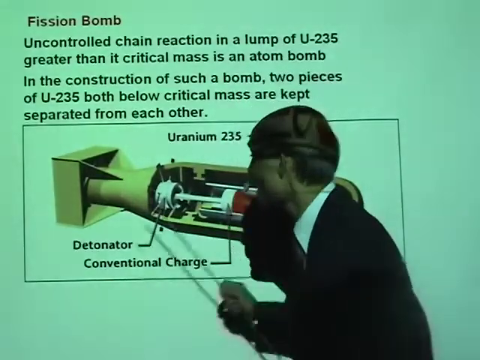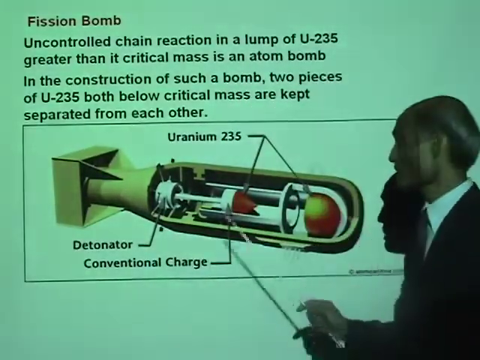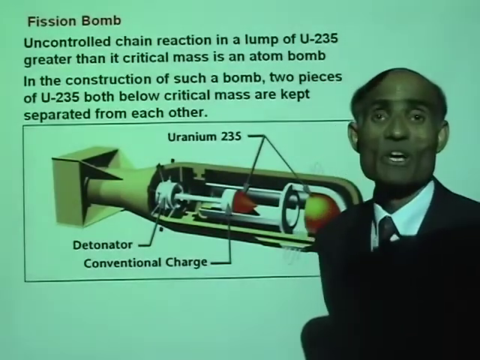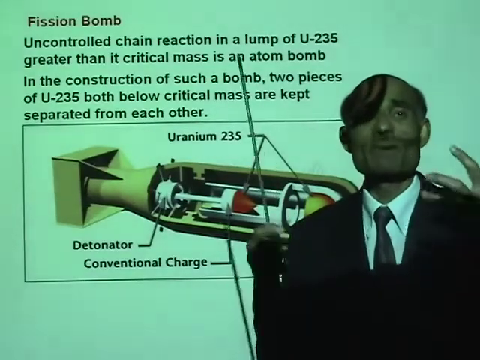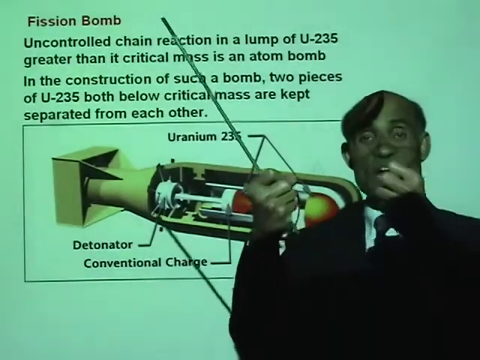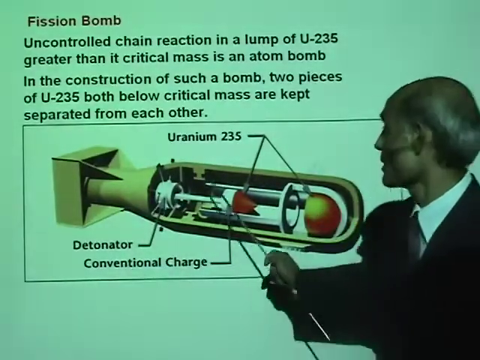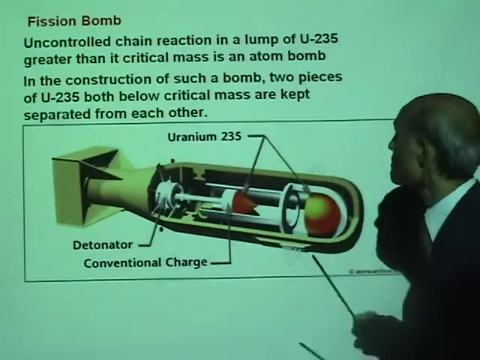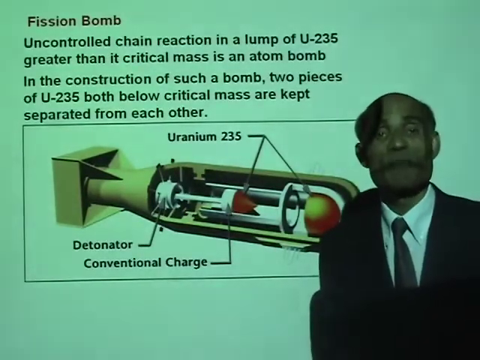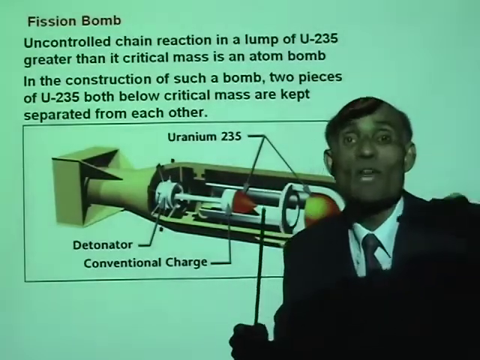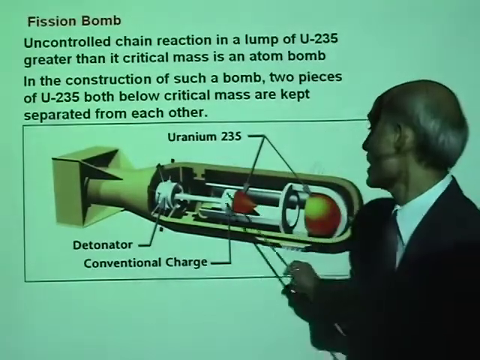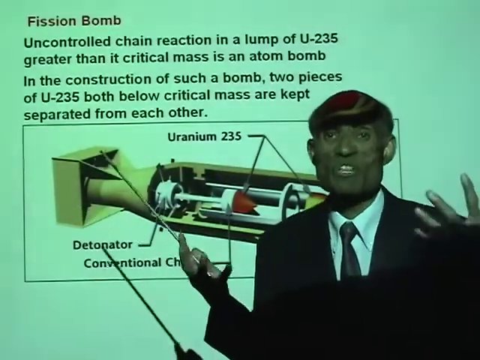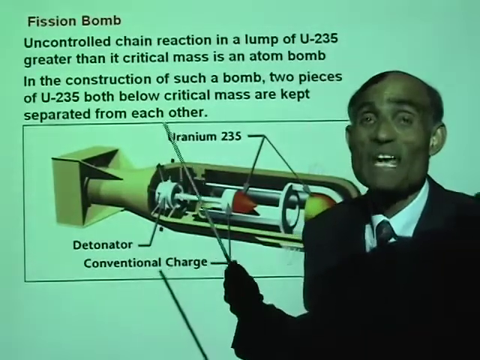Now, here I have the diagram of a bomb. Actually, this was the bomb that was dropped in Hiroshima. It looks like this. You have to carry the bomb so that the fissionable pieces, there are two pieces of fissionable material. You see, this is a piece of uranium-235. This is another piece of uranium-235. And both pieces are below critical mass. That means as long as they are both below critical mass, they are safe, because a chain reaction will not be sustained in there.